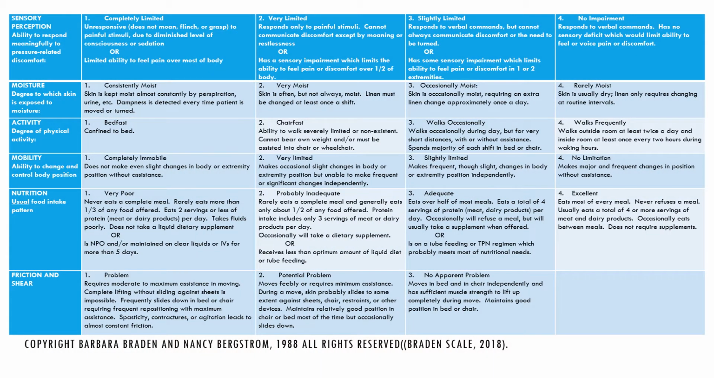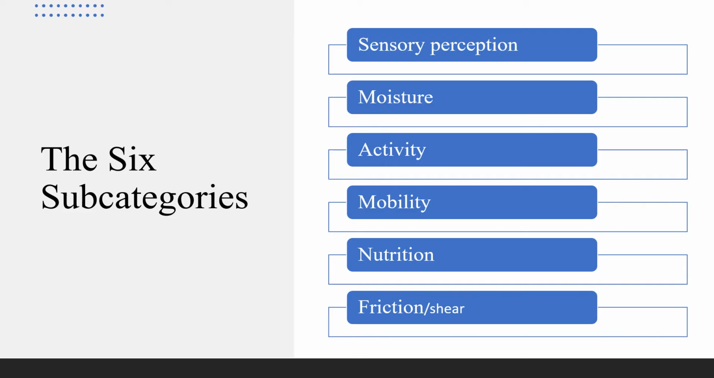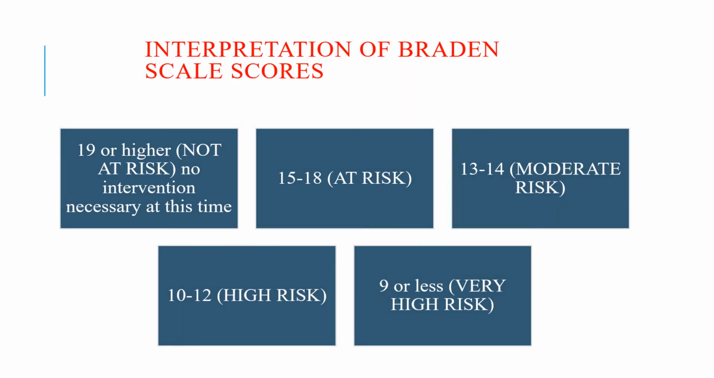The scale should be accessible at your facility for use in varying patient populations. The 6 subcategories include sensory perception, moisture, activity, mobility, nutrition, and friction and shear. These include extrinsic and intrinsic factors that place the skin at risk for breakdown. Scoring each category and adding the sums together produces a total score that defines the patient's risk level.